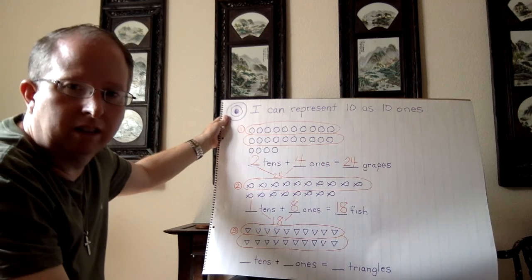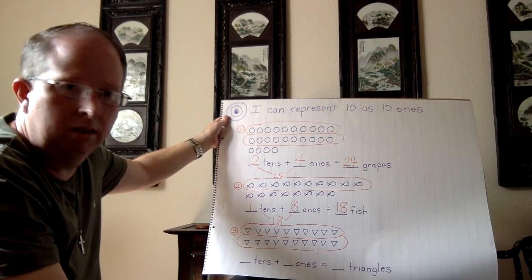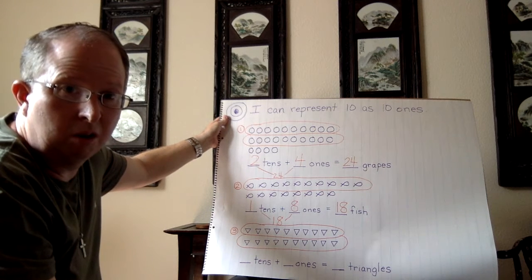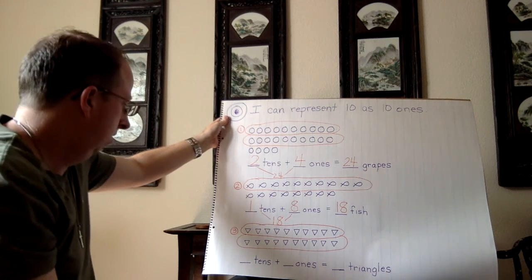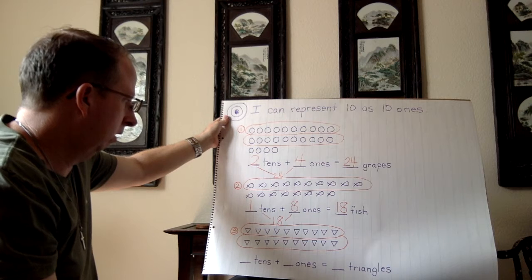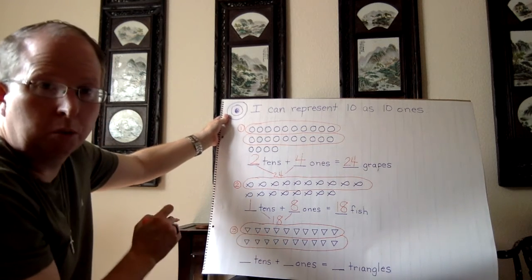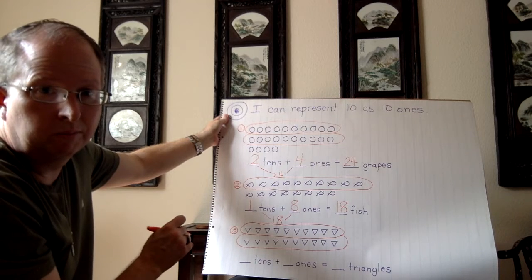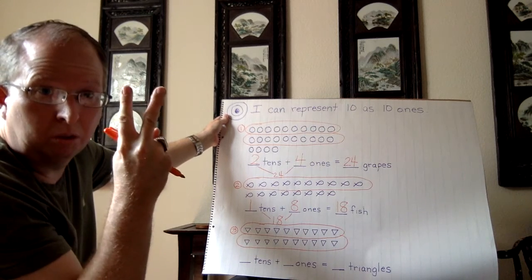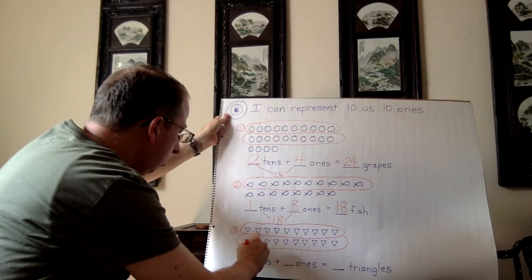Hey, wait a second. Did you see something? Did you notice that there's no leftovers for this one? I wonder how that's going to work out. Let's see here. So how many 10s did we circle? How many groups of 10s did we circle? We circled it twice, right? 2 times. So there's 2 10s.